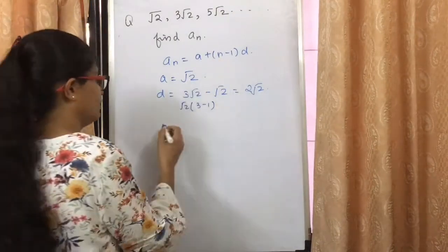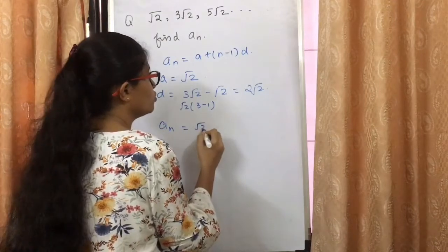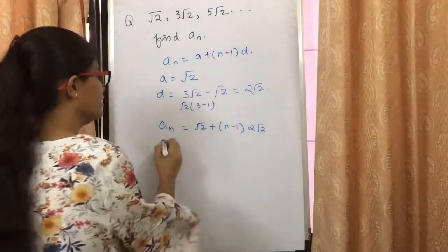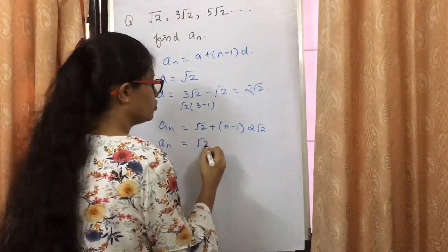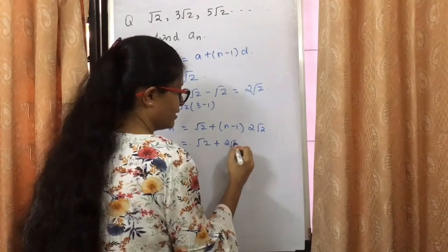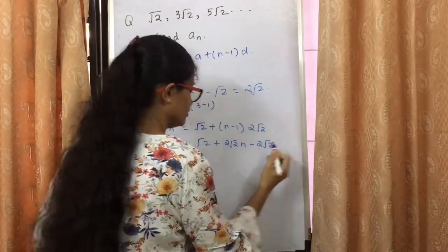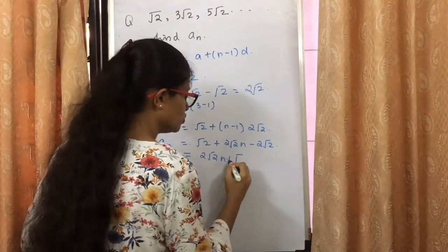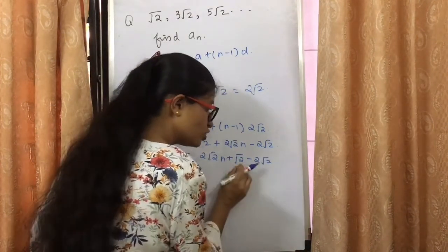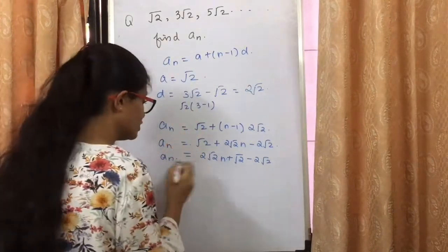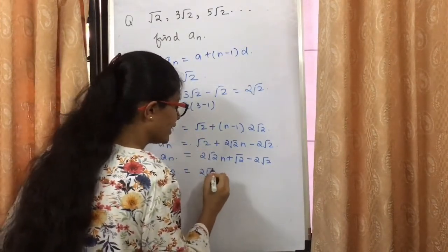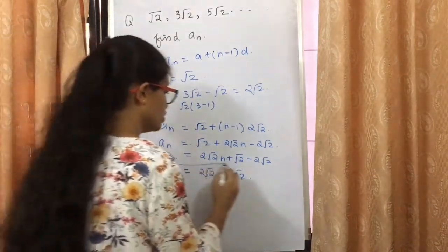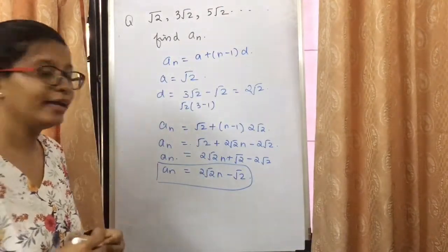Substitute in the equation and let's see what the answer will be. a is root 2 plus n minus 1 into 2 root 2. So an is equal to root 2; multiplying inside the bracket you get minus 2 root 2. So you get an is 2 root 2 n plus root 2 minus 2 root 2. Root 2 minus 2 root 2 will be minus root 2. So the equation for an comes out to be 2 root 2 n minus root 2. So this equation has come in terms of n.